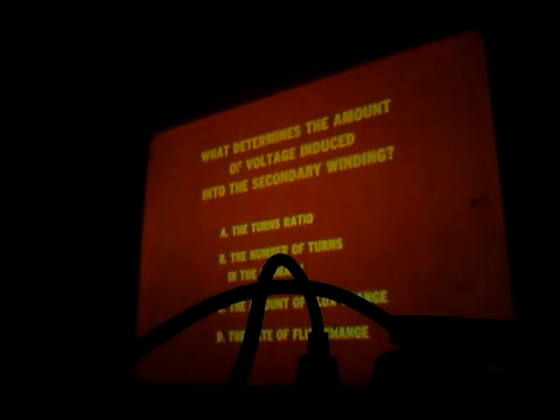Here's another question. Which two of these four factors determine the amount of voltage induced into the secondary winding when the magnetic field collapses in the primary? Is it A, the turns ratio between the primary and the secondary? B, the number of turns in the primary winding? C, the amount of flux change? Or D, the rate of flux change?